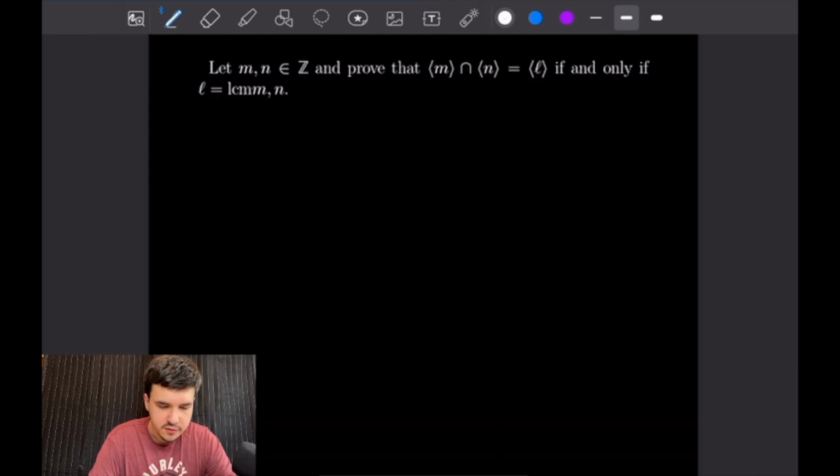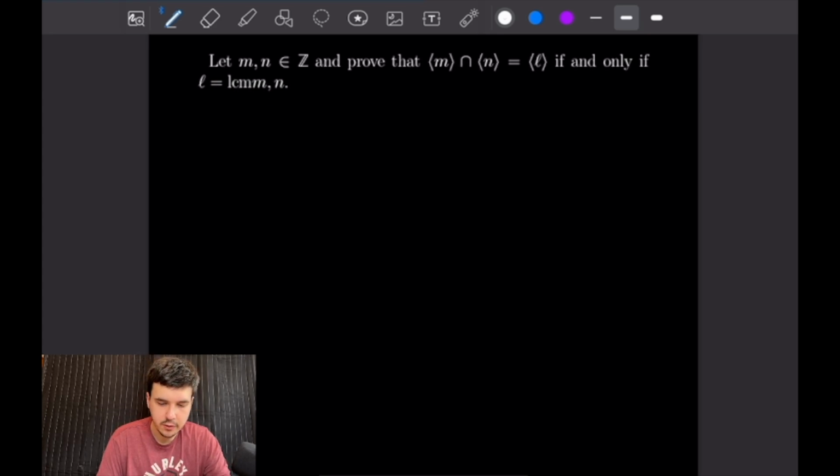So for this one, we want to let m and n be integers, and we are going to prove that the set generated by m intersect the set generated by n is equal to the set generated by L if and only if L is equal to the LCM of m and n. So just like the last one, we are going to be proving set equality by double inclusion here. So let's start by doing the forward direction, which is to show that the intersection of the sets generated by m and n is a subset of the set generated by L, which is the LCM of m and n.